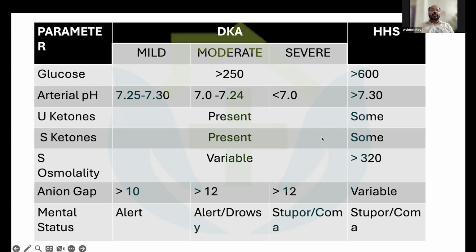This I'll amend in the slides. I don't know how it's missed. So in the severe, ketones are more than 6 millimoles per liter. Anion gap is more than 12, and patients with severe DKA tend to be in a comatose state.